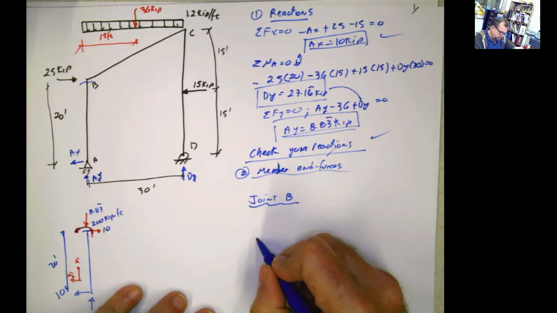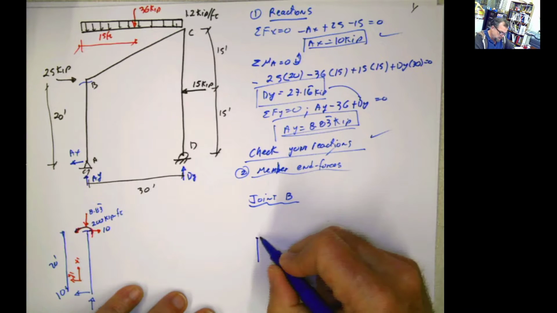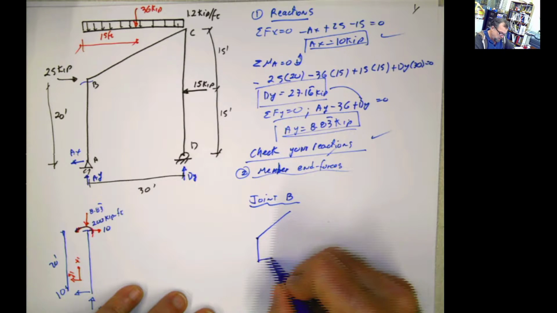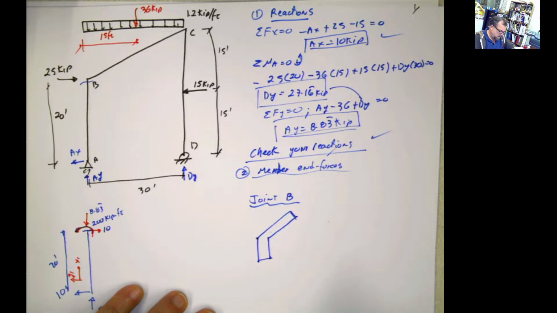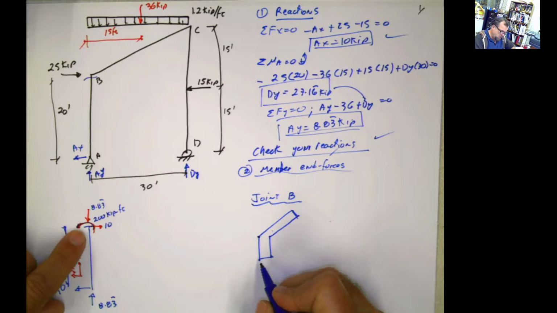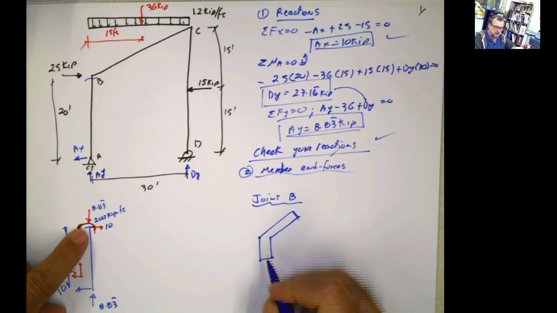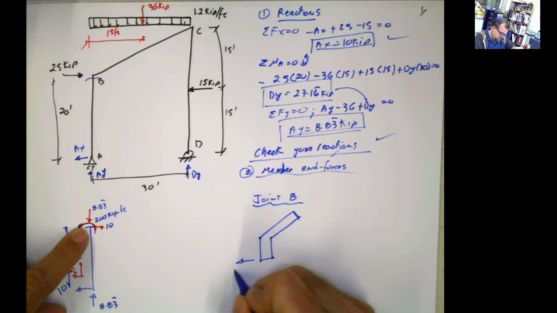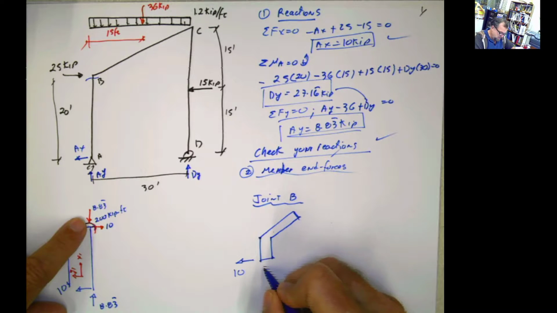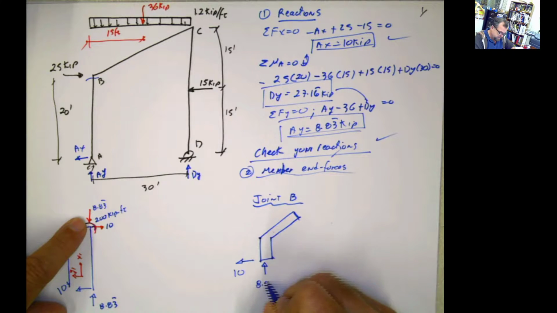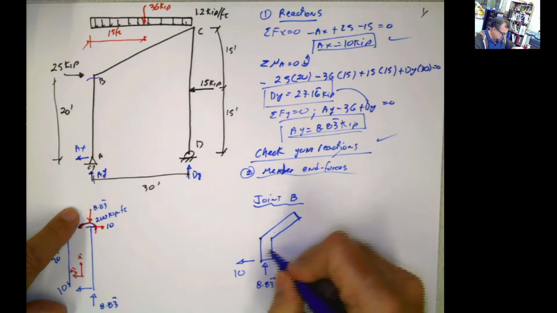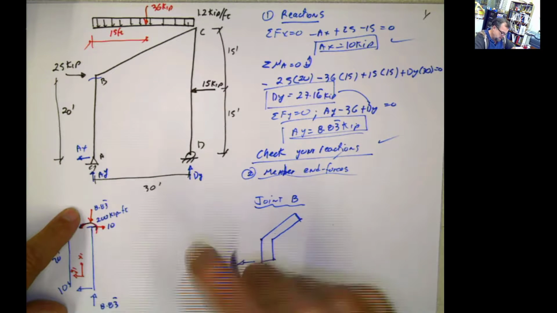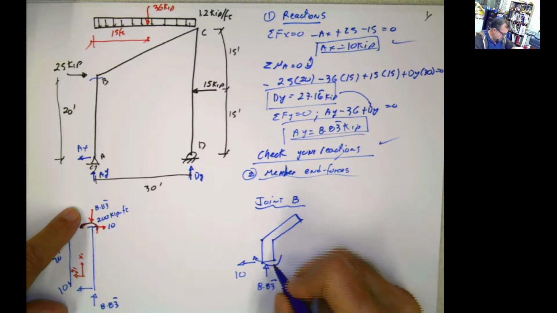And I still do that. So I put my joint B here, like that. And then I apply these forces opposite to whatever I obtain here. So this is going to be 10. This is going to be 8.83. And this moment is going to be acting in this way. Then it was acting like that. Now I'm going to be acting like this. And this is equal to 200.